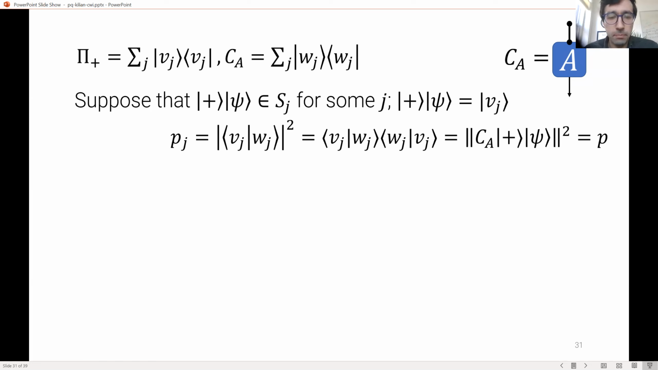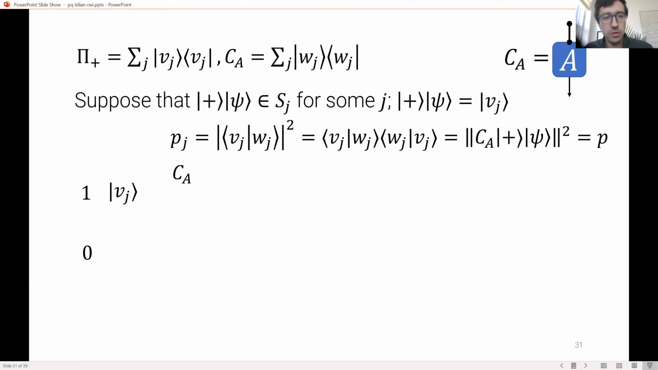So let's recall that Pj, the corresponding eigenvalue, is equal to the norm of the inner product between Vj and Wj, which is equal to this Vj Wj Wj Vj thing, which is actually equal to P. So it's equal to the norm of the controlled application of A to plus psi, which is P. So at least for eigenstates, this Pj is the thing that we care about.